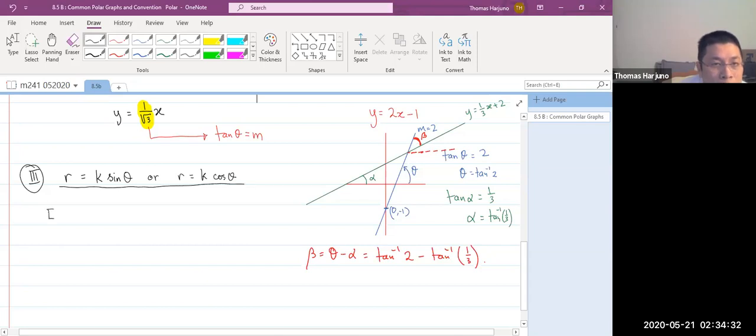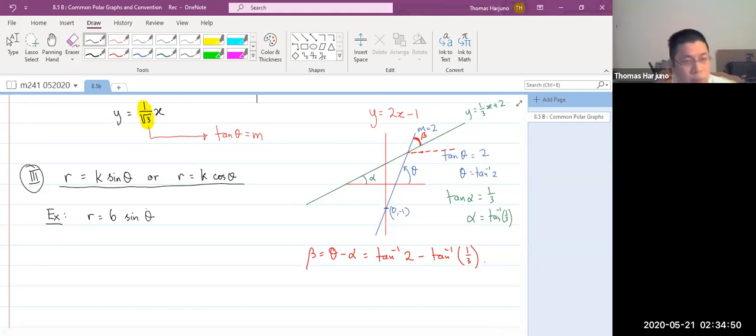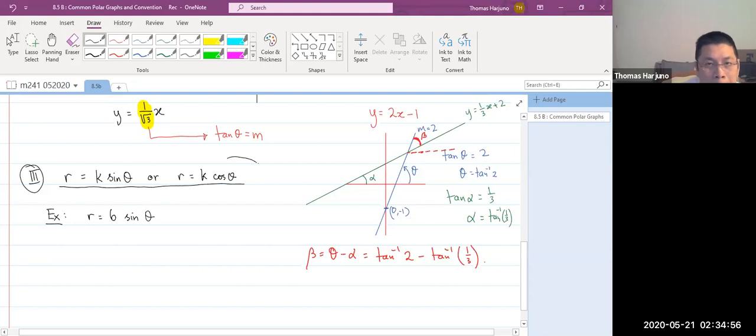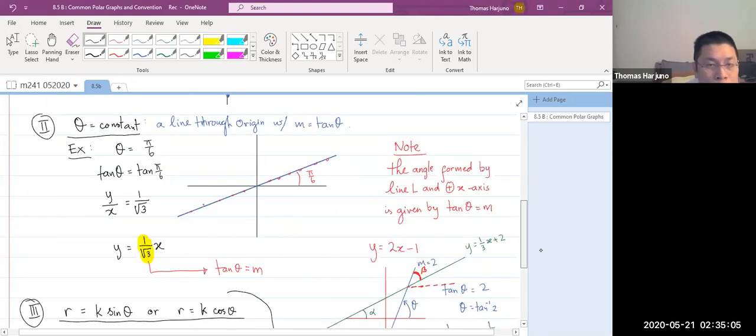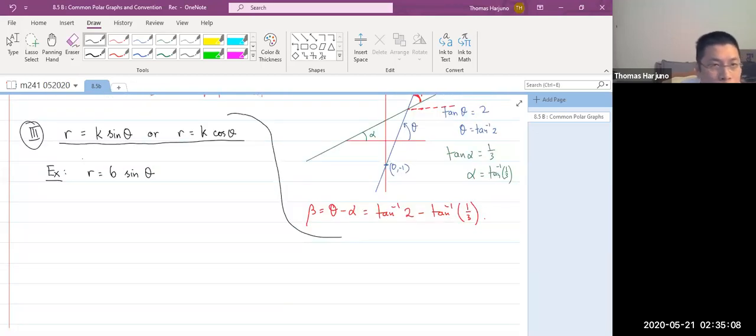Let's say, for example, r equals 6 sine theta. I don't think this is something we can interpret. I get the graph by interpretation the way we did those two earlier, but I don't think I can do so here. So I only rely on my toolbox. I have r here, I have only sine here. With sine only, I cannot do much.